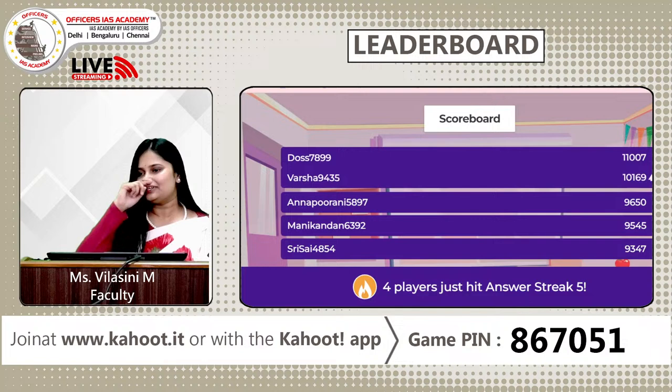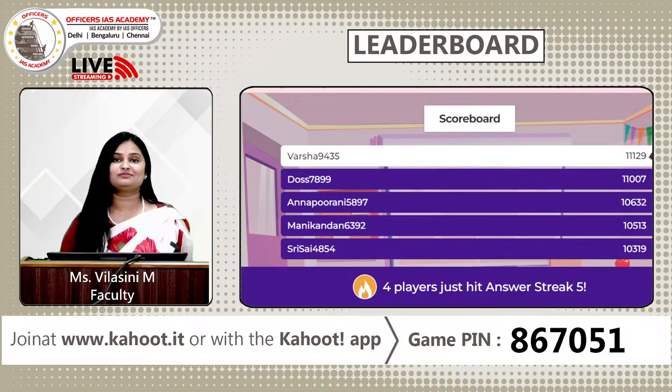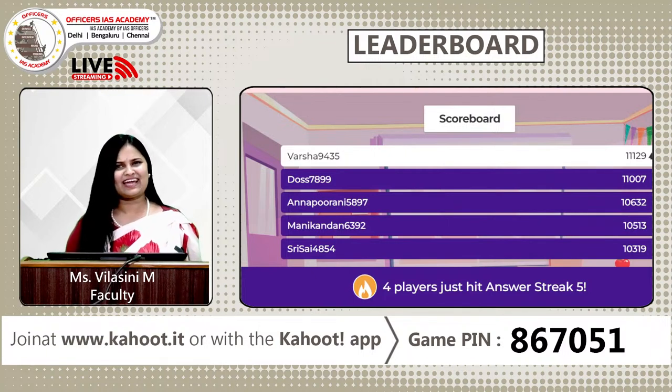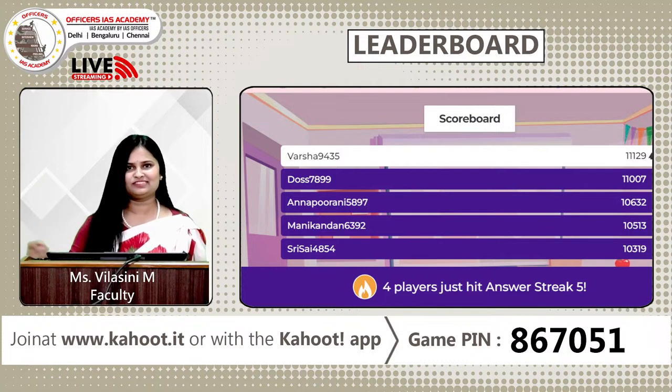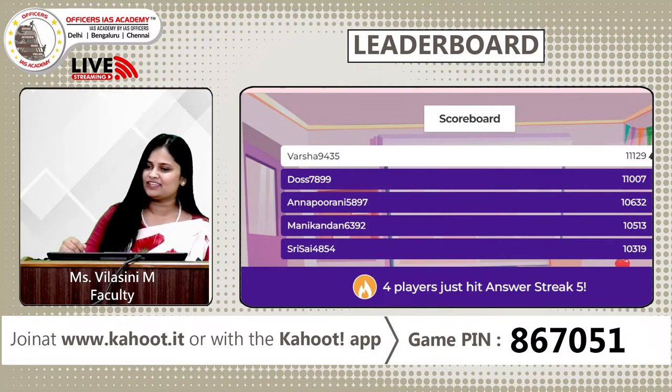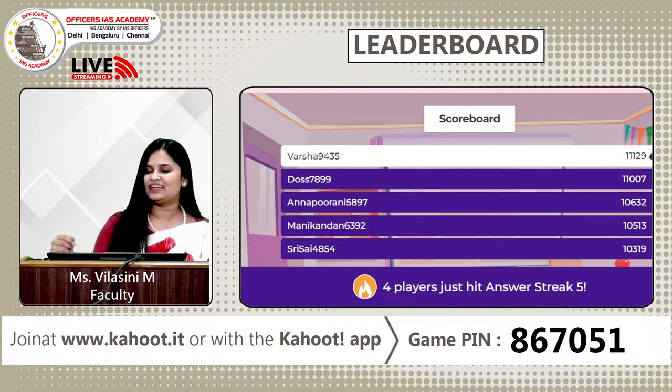So looking at the leaderboard, Varsha is back. Wonderful. Varsha is back at the first place and Das is in the second place. There is a tight competition going on between Varsha and Das, where they are interchanging places in every single round. And followed by that, we have Annapurni too. Great going. And below we have Manikandan and Sri Sai.